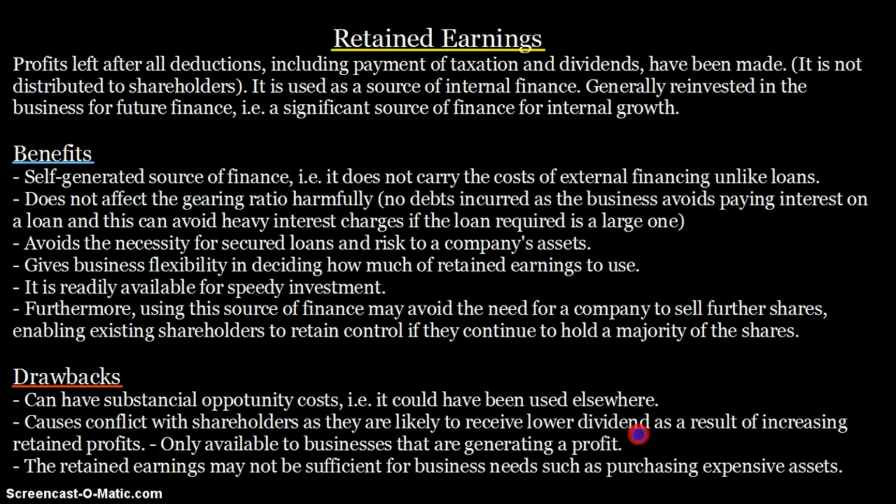As we said, retained earnings are profits left after all deductions, including the dividends. So if you pay lower dividends to your shareholders, you will have higher retained earnings, but that's what the shareholders don't want. They want a higher dividend. So that's why shareholder dissatisfaction might be there, or if you want to satisfy your shareholders, you will have lower retained earnings as well. So it is only available to businesses that are generating a profit.